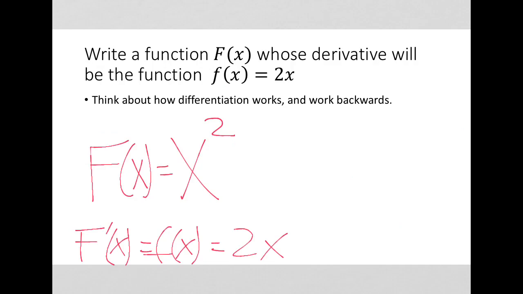But the problem is, what if we said the big F was x squared plus 3? The derivative of x squared plus 3 is also 2x. So we kind of got a little bit of a problem there, which we'll address here in a moment.